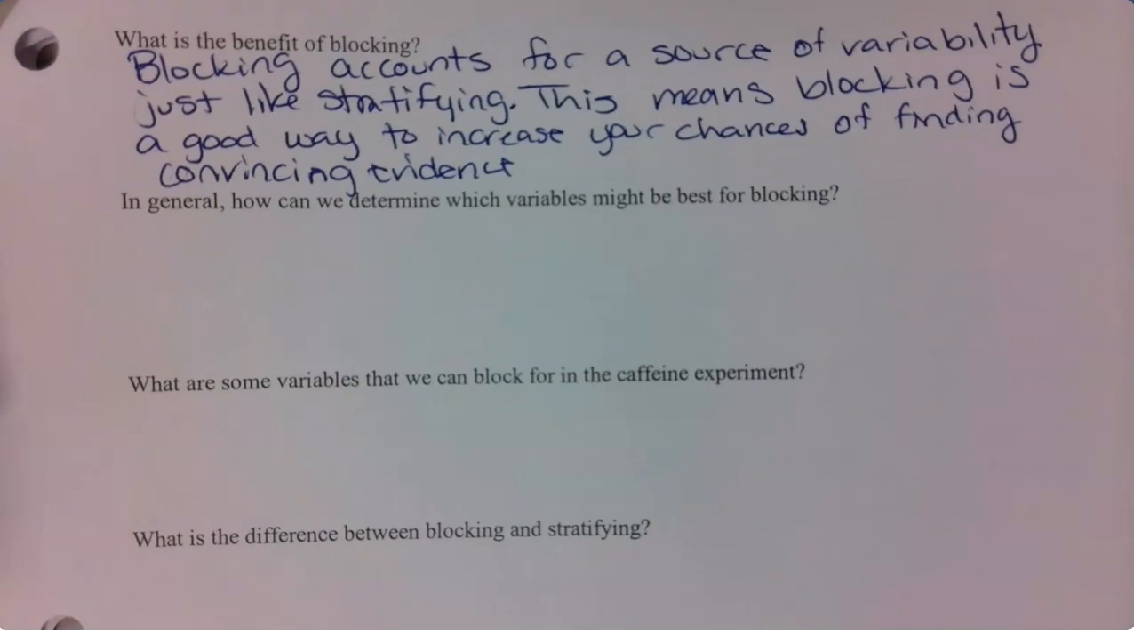So, in general, we can determine which variables might be best for blocking. You'd want to try and group them together based on how you think they might affect the response variable, and you're just predicting this.